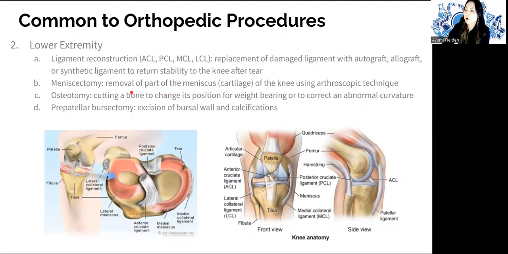Meniscectomy is the removal of part of the meniscus, that's the cartilage of the knee, using an arthroscopic technique. Osteotomy is cutting a bone to change its position for weight bearing or to correct an abnormal curvature. Patellar bursectomy is excision of the bursal wall and calcifications.